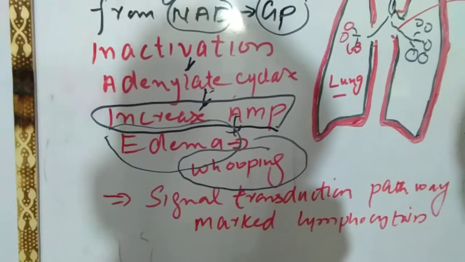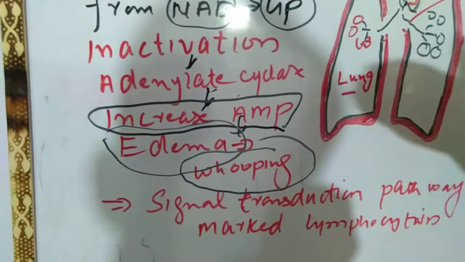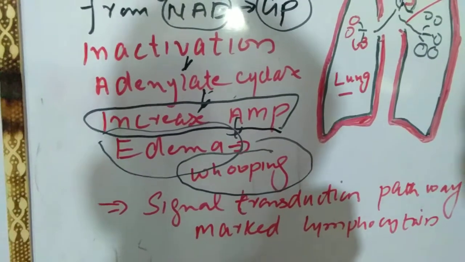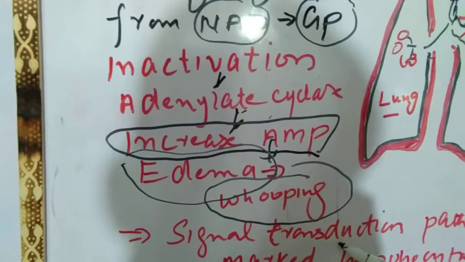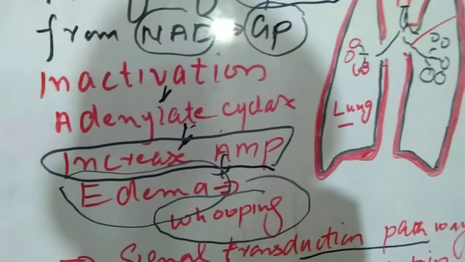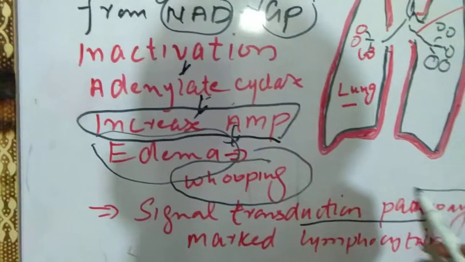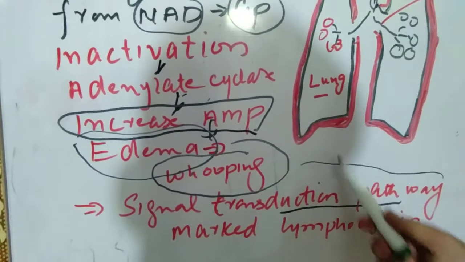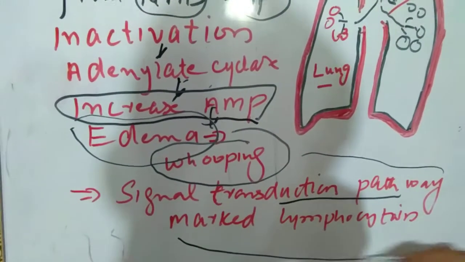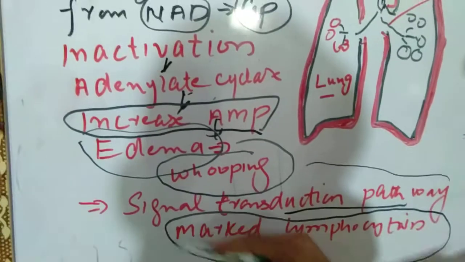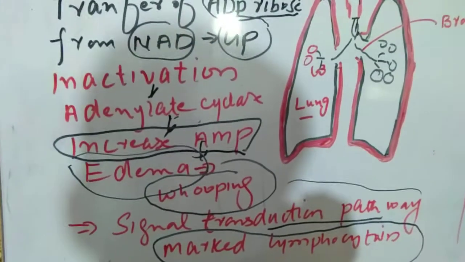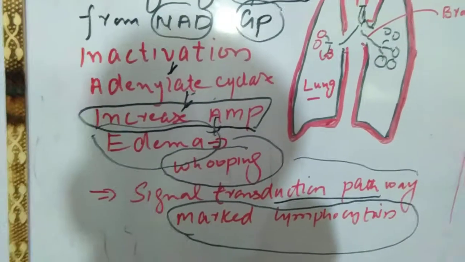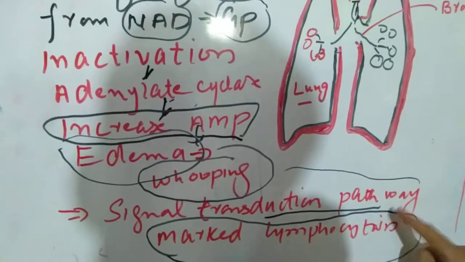Now, due to the production of pertussis toxin, the pertussis toxin also inhibits the signal transduction pathway. When the signal transduction pathway is inhibited, what will happen? There will be marked lymphocytosis. Lymphocytosis means the increase in the white blood cells. The white blood cell count may reach 16,000 to 30,000 per ml.